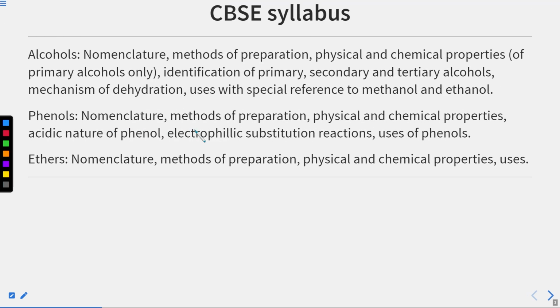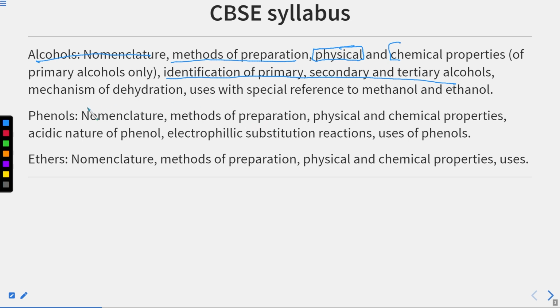If you look at the syllabus here, we have covered alcohols, nomenclature, methods of preparation, and physical properties. Today we will see all the physical properties of alcohol, phenols and ether at once, so that we can make a good comparison of all of them. After that, we have seen chemical properties and the reactions that can be used for the identification of primary, secondary, and tertiary alcohol.